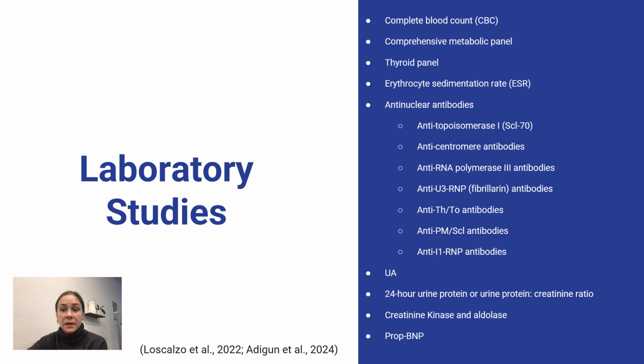For laboratory studies, you will want to collect a complete blood count or CBC, a comprehensive metabolic panel or CMP, a thyroid panel, erythrocyte sedimentation rate, anti-nuclear antibodies as listed to the right, a urinalysis, a 24-hour urine protein or urine protein and creatinine ratio, creatinine kinase and aldolase, and a pro-BNP.